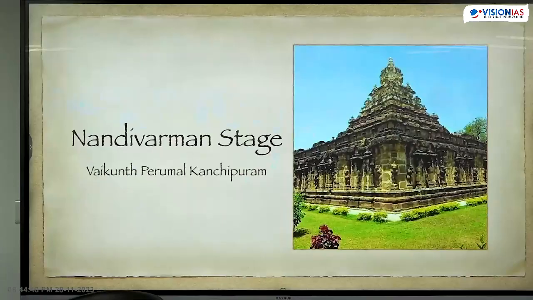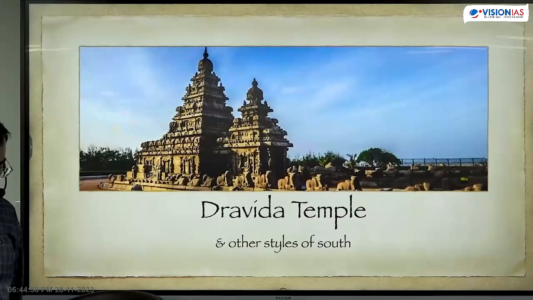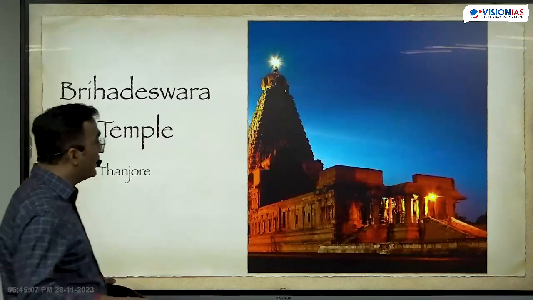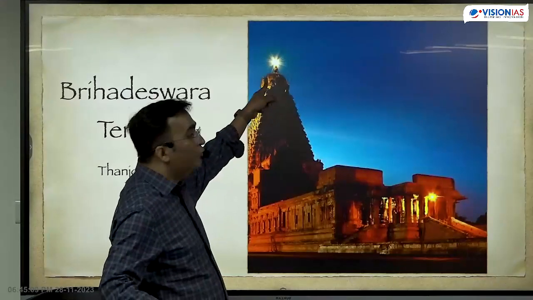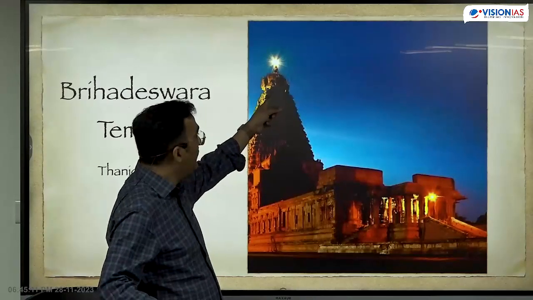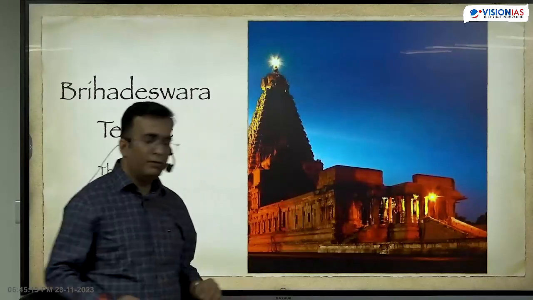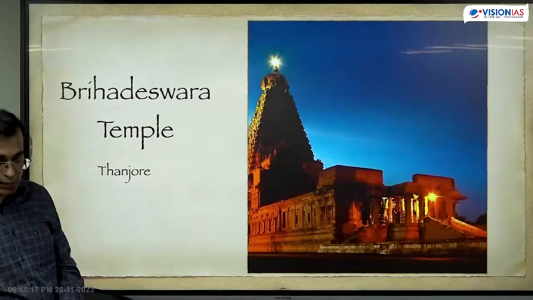So this is the Vaikunt Perumal temple created in the Nandi Varman stage. Then this is also in Kanchipuram district. So let's look into the other styles of Dravida. Brihadeshwar temple of Tanjore. This is the structure that we were mentioning, that it is 68 meters high, and the octagonal cupola on top weighs 88 tons. So it is one of the largest temple premises in India.